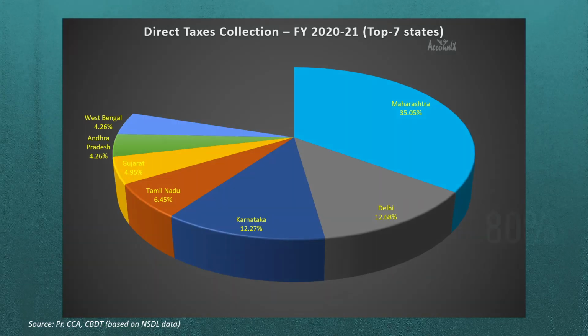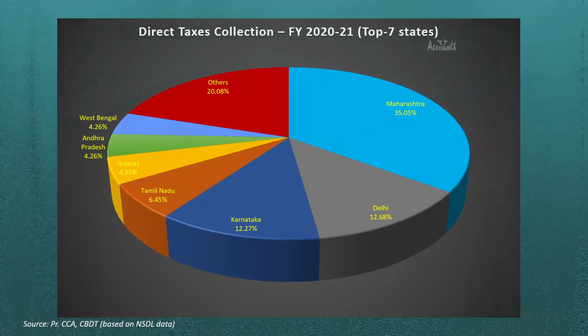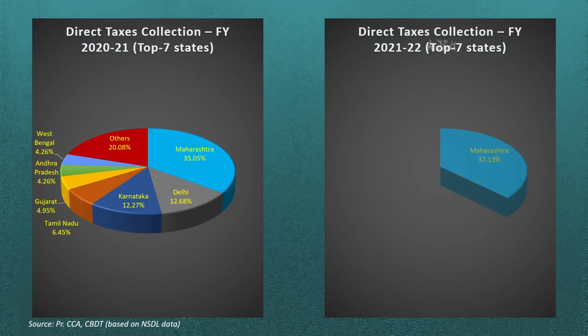These 7 states together contribute to about 80% of total collection of direct taxes. And the remaining 20% comes from other states and union territories. Let's now compare this with financial year 2021-22. Again, Maharashtra tops the list at 37.13%.